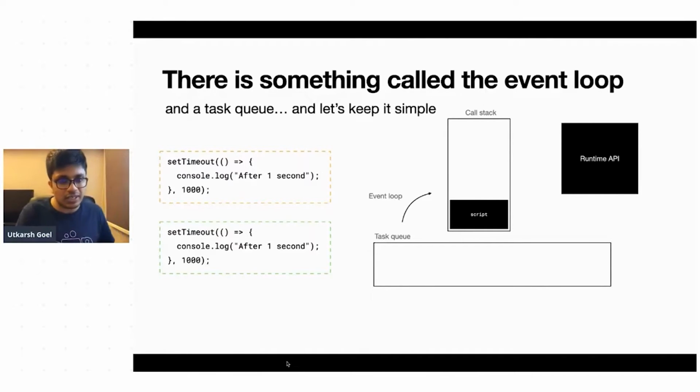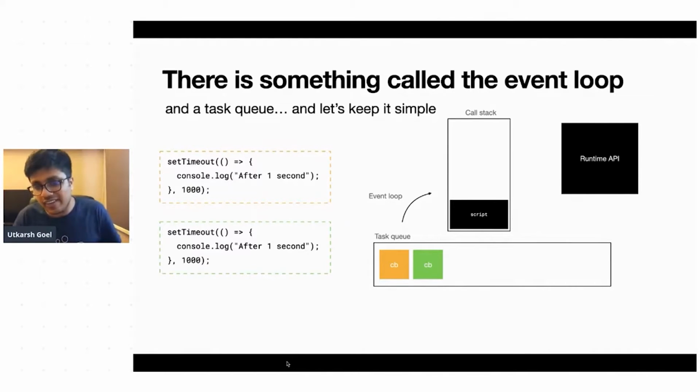You can imagine this task queue is like a queue of callbacks, or just functions, that need to be run sometime in the future. So we'll see that since both these timers are 1,000 milliseconds, both callbacks appear on the task queue after a second.